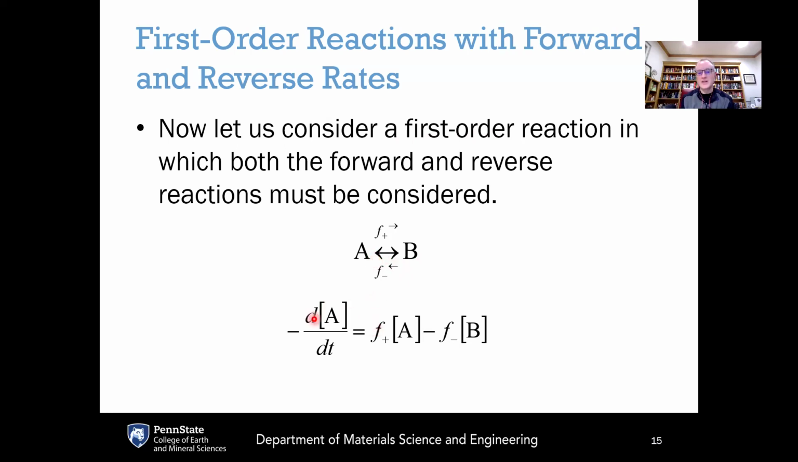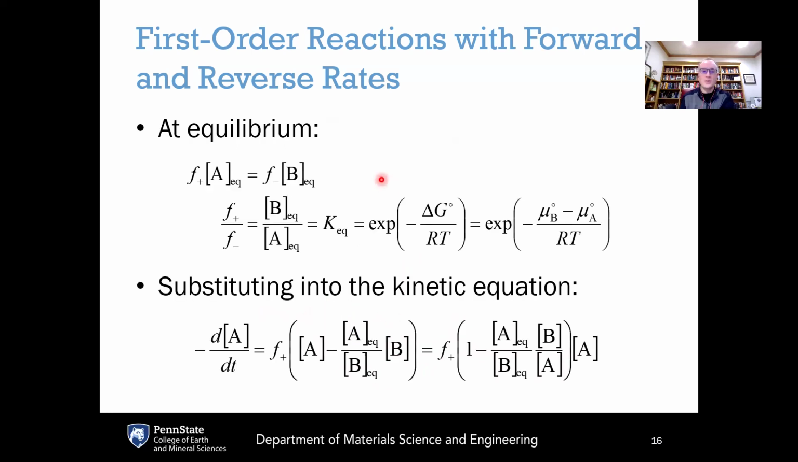So in this case, we can set up our rate equation as minus the change of the concentration of A with respect to time is equal to our forward rate, this is losing A, minus our backward rate where we gain A. So the summation here tells us the change of the concentration of A. So what do we know at equilibrium? At equilibrium, the change of the concentrations is equal to 0, which means that F plus times the equilibrium concentration of A is equal to F minus times the equilibrium concentration of B.